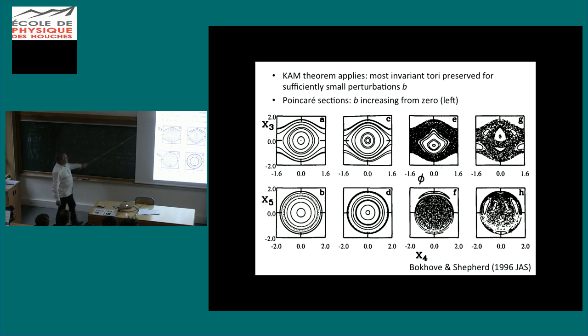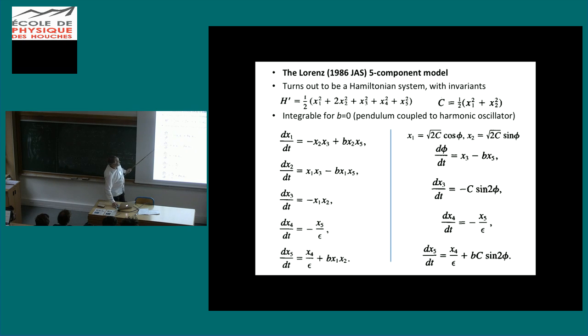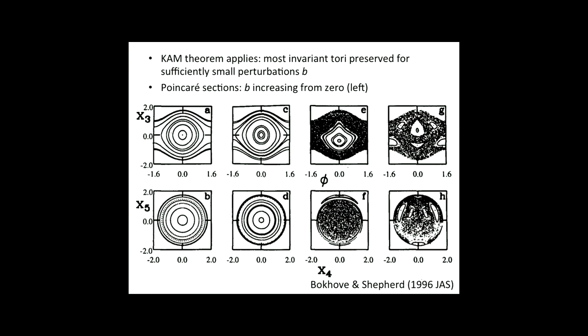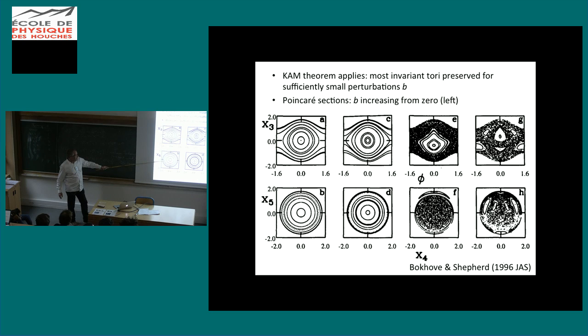So these are Poincare sections, which Hank has already talked about. So these are cross sections. These are the slow variables. So x3 and phi are the slow variables. They're the harmonic oscillator, and x4 and x5 are the fast variables. And you see you have the pendulum here. You should all know the phase portrait of a pendulum, and the harmonic oscillator here.